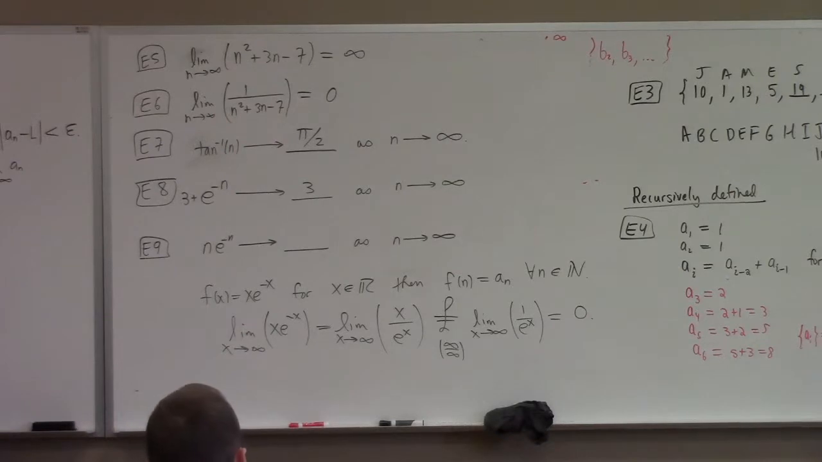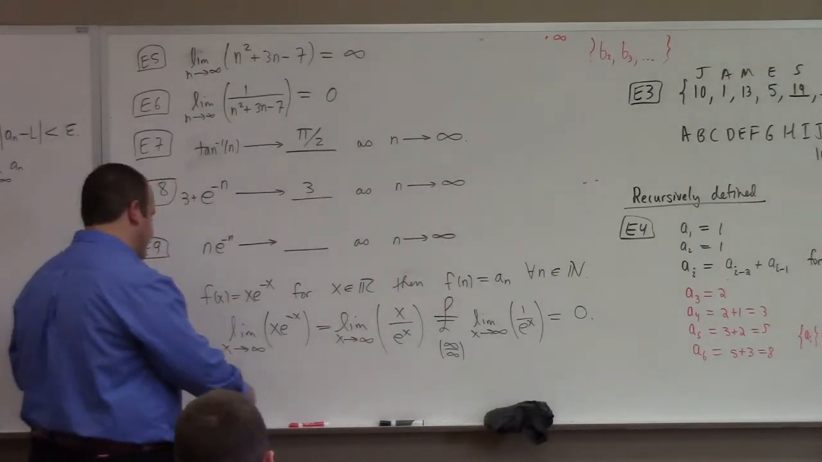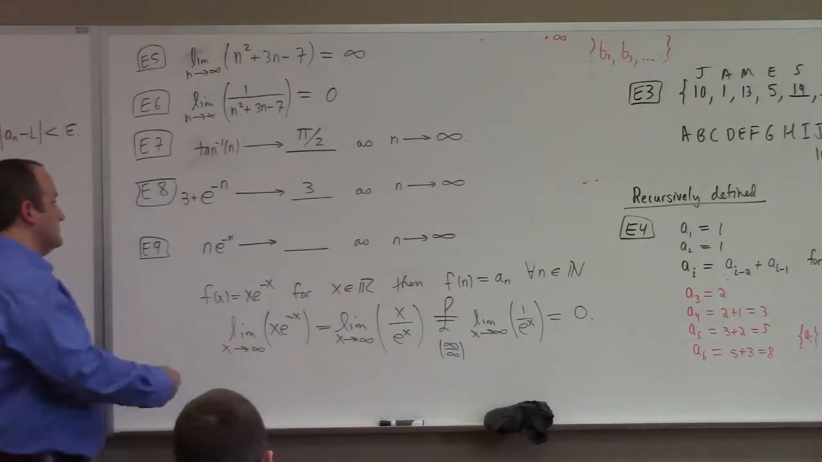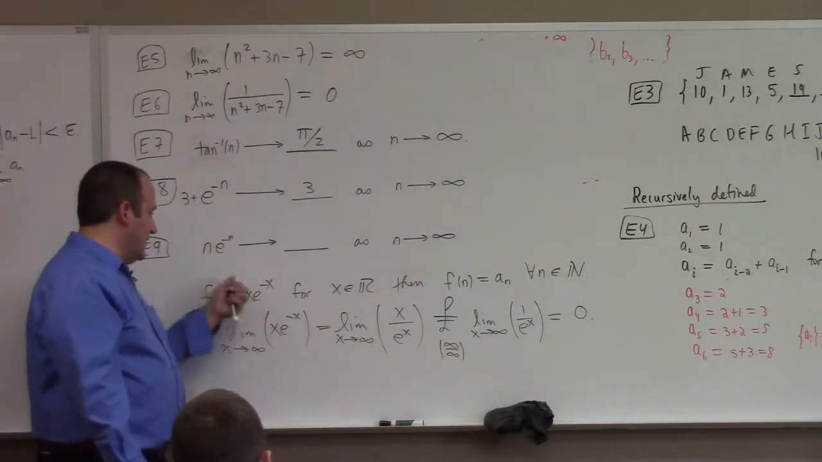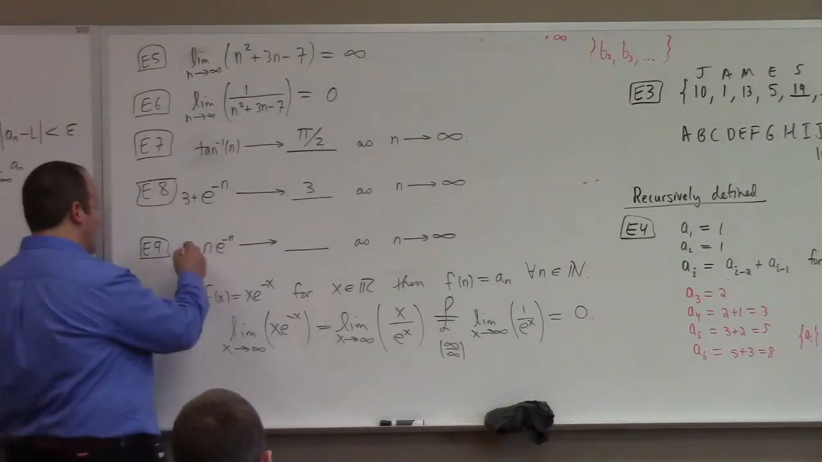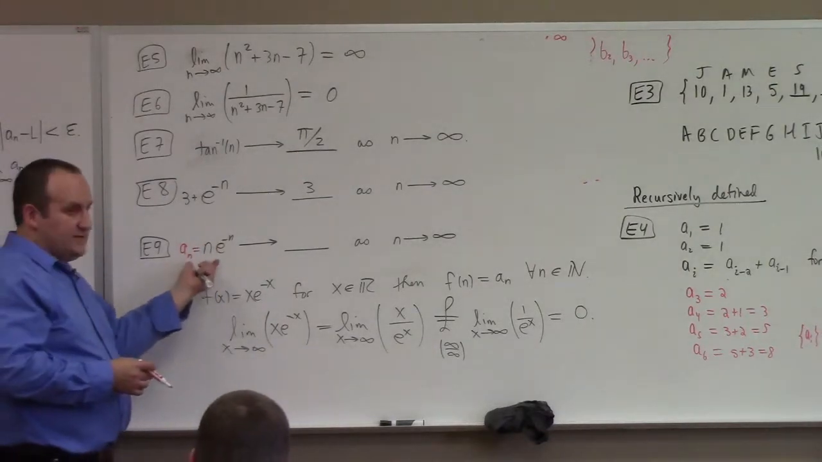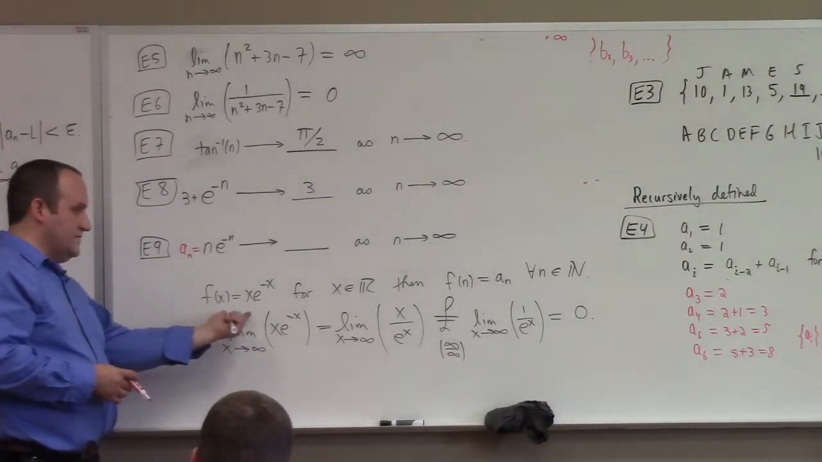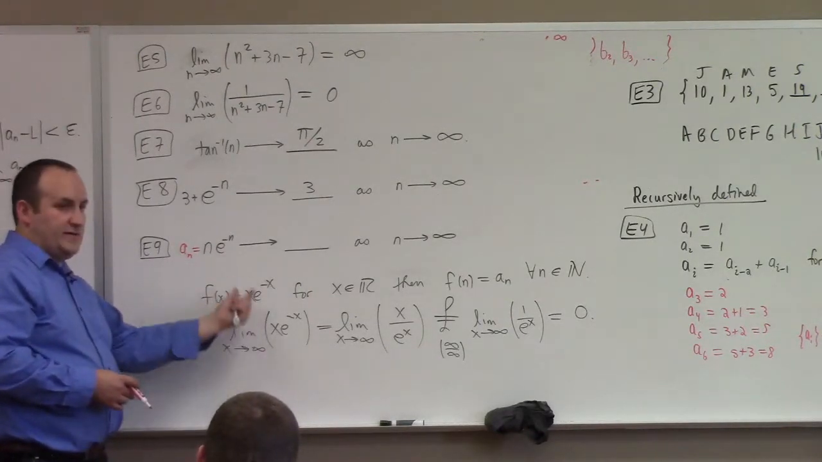So why do I introduce the x variable? How do we know that for all n it's an element of the natural numbers? If I plug n in here, I get back n e to the minus n. So it matches this. I'm calling this a sub n. It's ambiguous until I write that. So this is my sequence. This is a function. They have the same formula when n is a natural number.